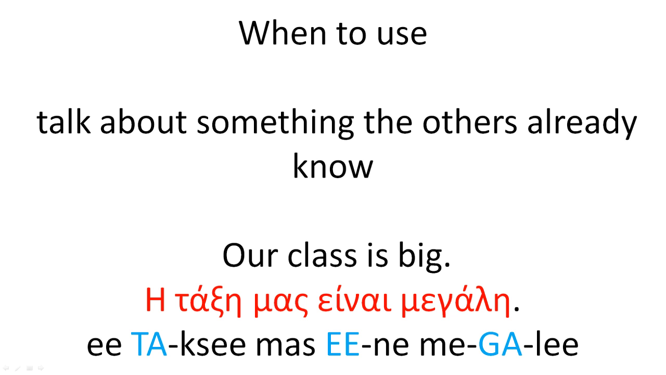Another use case is when we talk about something the others already know. In a way, it makes sense, since the others already know what we are talking about. We can be more specific, and we do that by using the definite article. Our class is big. Η τάξη μας είναι μεγάλη. Not any class, but our class. This is why we use the definite article η.